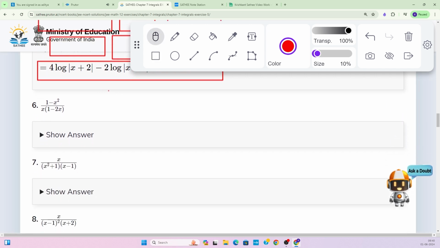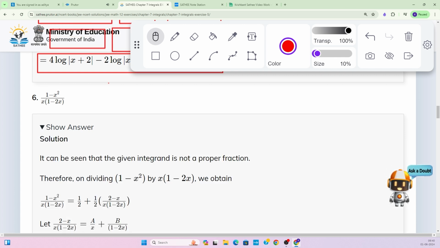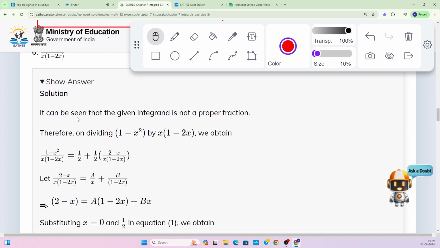Sixth problem. Now the sixth problem says 1 minus x squared divided by x times (1 minus 2x). Simple. As you can see, the given integrand is not a proper fraction. Therefore, on dividing 1 minus x squared by x(1 minus 2x), we obtain what? First of all, we have to reduce it to a proper fraction. In order to reduce it, you just do the long division. You will get 1/2 plus 1/2 of (2 minus x) divided by x(1 minus 2x). This thing.